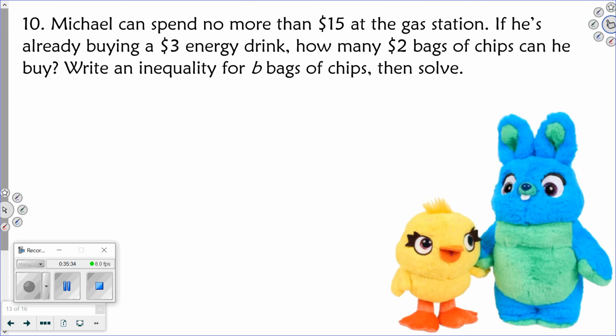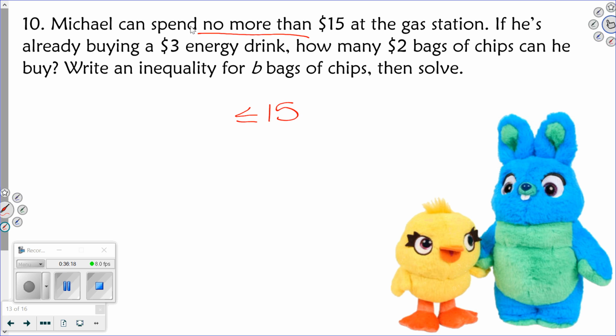All right, Michael can spend no more than $15 at the gas station. If he's already buying a $3 energy drink, how many $2 bags of chips can he buy? Write an inequality for B bags of chips, then solve. All right. So, did you know it was an inequality before it said write an inequality? Good. You should recognize that by the way that's worded. No more than. Is no more than less than or equal or greater than or equal? You can't spend more than 15, so I can spend $15 or less. So that's going to be less than or equal to 15.